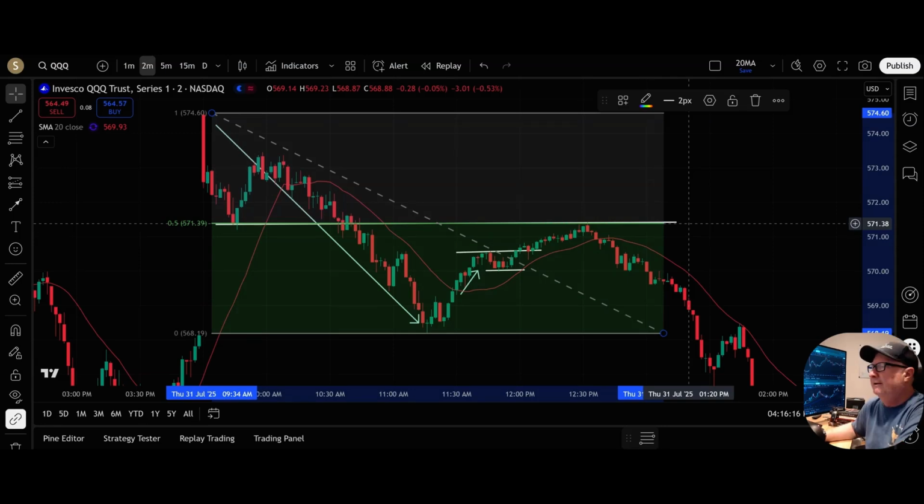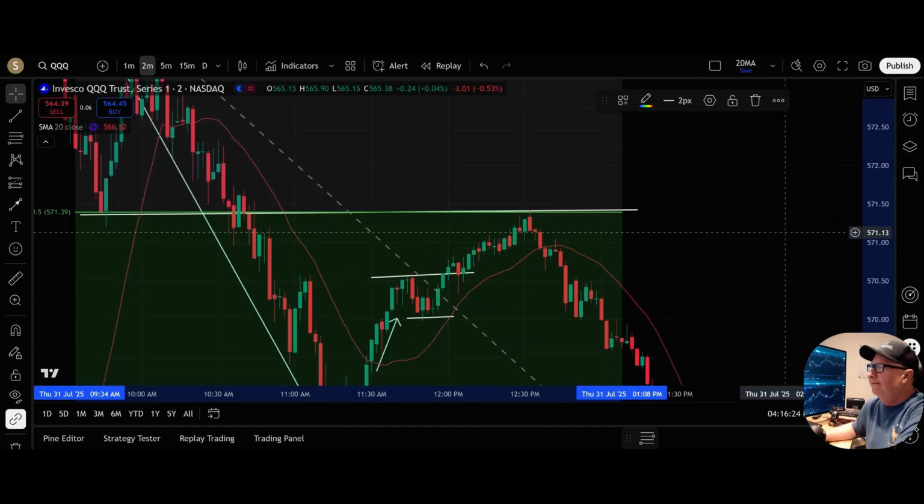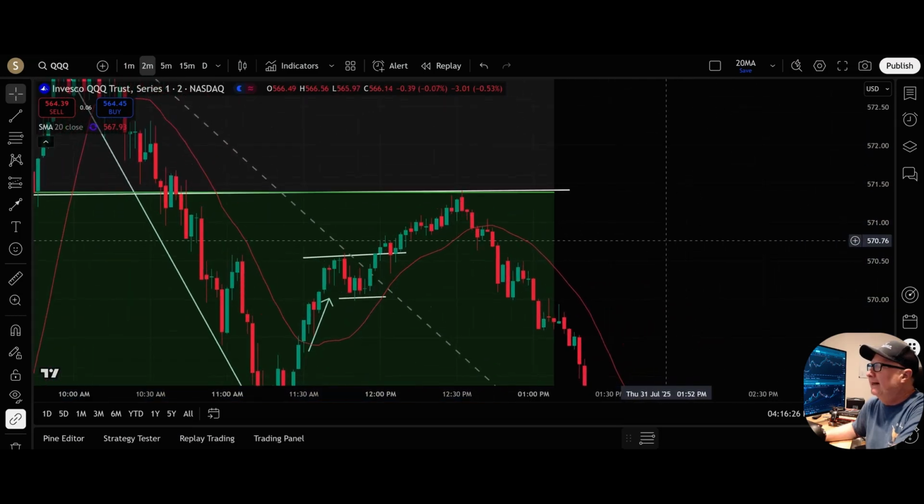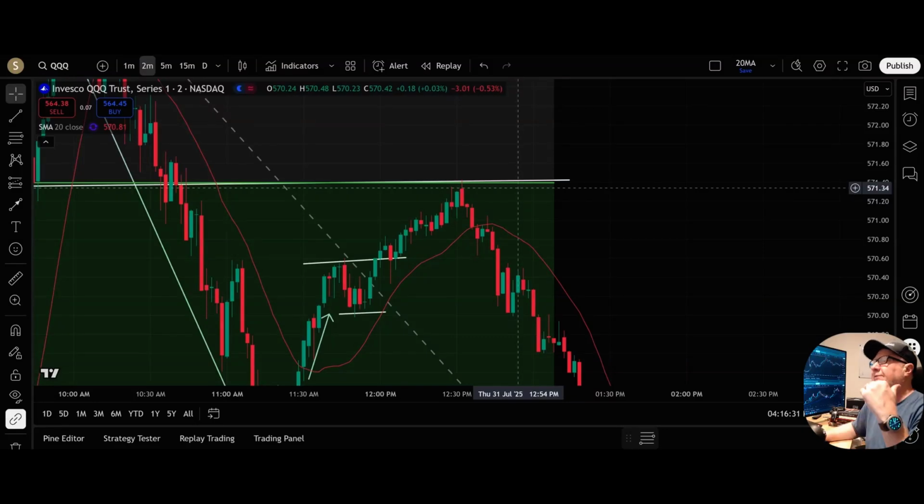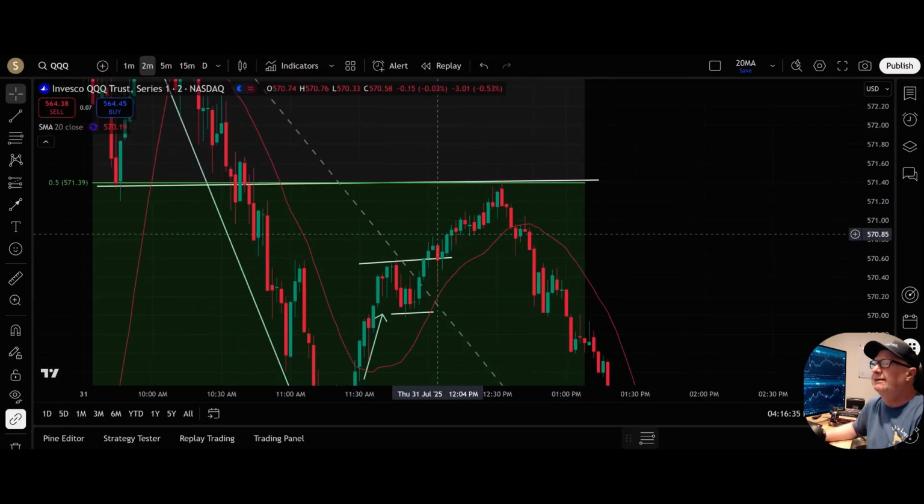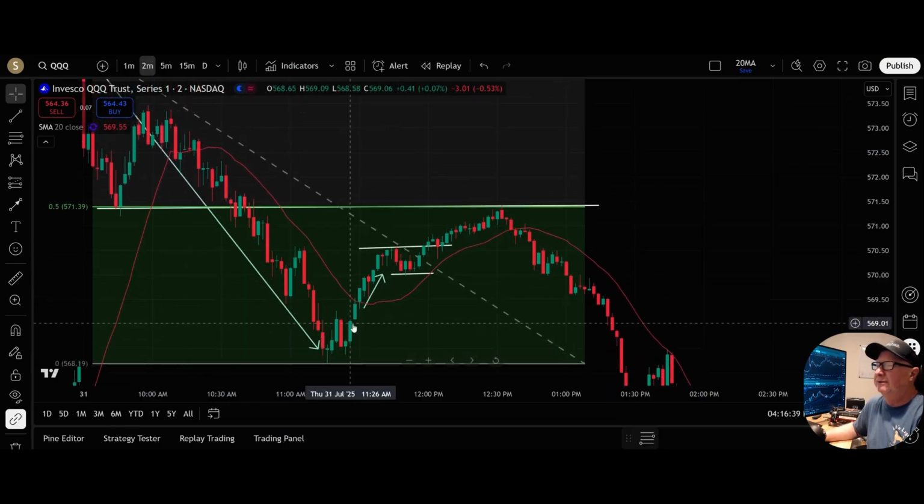And as you can see, the Qs got to that 50% level, and I'll make it bigger so we can see exactly what it did. It got right to that 50% level, which was also that resistance level, and turned and moved lower. And that was the end of the reversal of this trend.